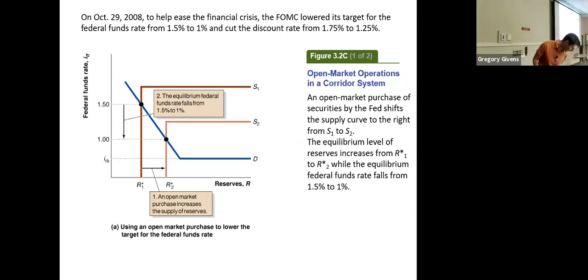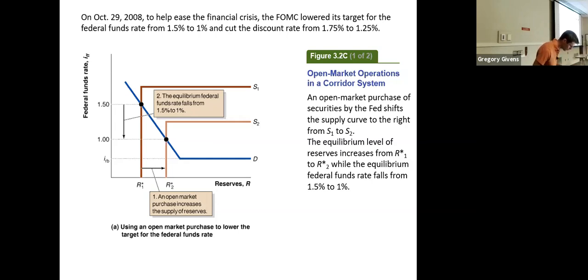Okay. You'll notice here, though, that since the intersection point still occurs on the downward sloping portion of the demand curve, excess reserves are still going to be scarce on the margin. The funds rate, 1%, is still above the interest rate on reserve balances. So banks are still going to want to lend out as many excess reserves as they can. That is, we're still working within a corridor system here. That's the key difference between the corridor system and the floor system we're going to talk about later today.